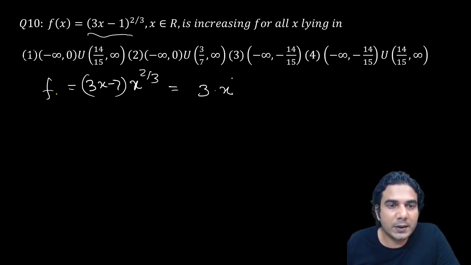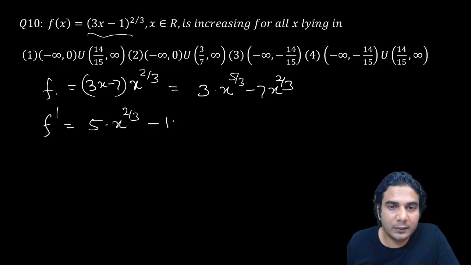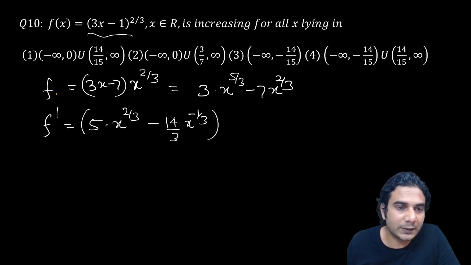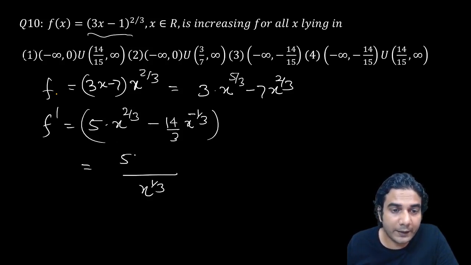So 1 plus 2 by 3 is 5 by 3. All right, minus 7 into x raised to 2 by 3. Now differentiate. So f dash is equal to 5 into x raised to 2 by 3 again minus 14 by 3 into x raised to minus 1 by 3. If you take the LCM, just take x raised to 1 by 3 in the denominator, and it will be 5x minus 14 by 3 in the numerator.